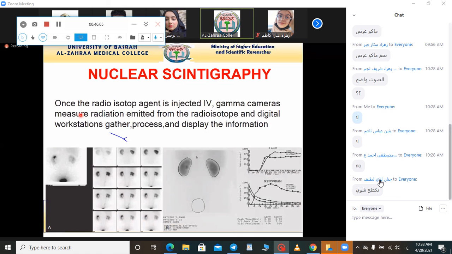What is the mechanism of how they do a nuclear scintigraphy? A radioisotope agent in a solution is injected intravenously, and then a special type of camera called a gamma camera measures the radiation emitted from the radioisotope. A digital workstation gathers these images, processes them, and displays the information as in the picture shown before. Here is the picture of nuclear scintigraphy, and here they analyze it. This is only for demonstration.